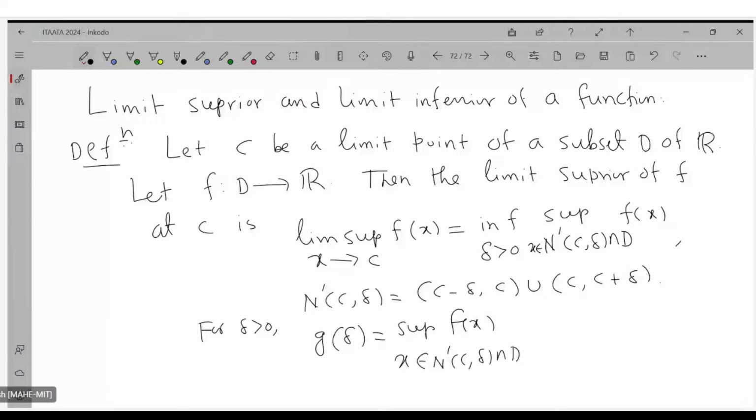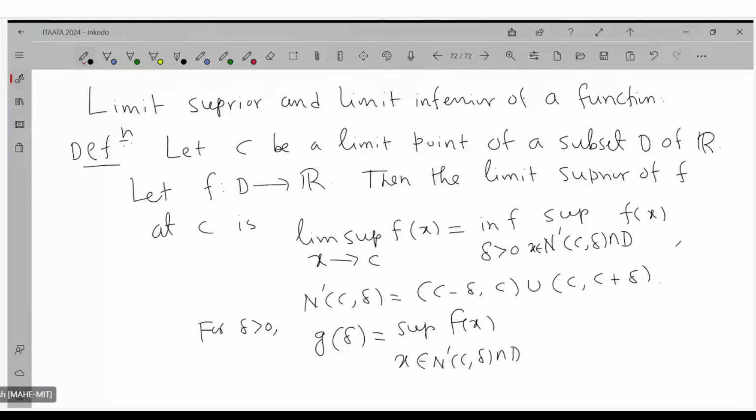Now it might be possible that the function is unbounded in that neighborhood and you have a value of infinity. Okay, that's possible. So it can be plus infinity, and also it can be minus infinity in that way. Anyway, we are calculating g(delta), which is the supremum of f(x) for x in that neighborhood.